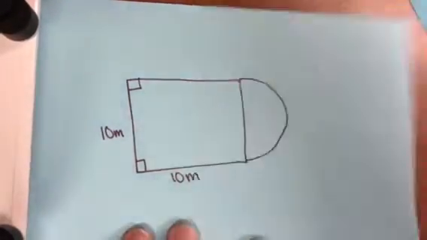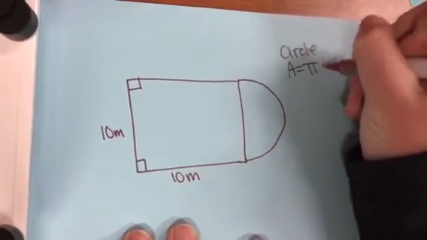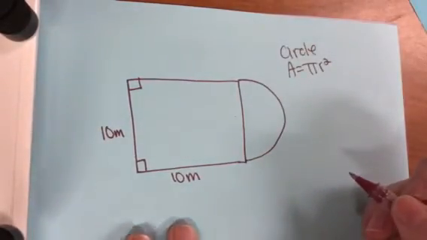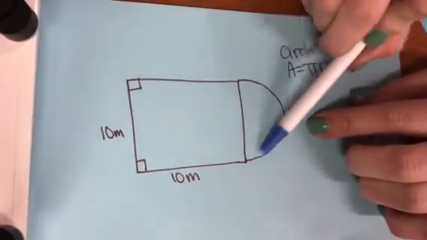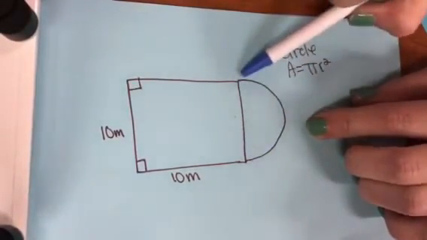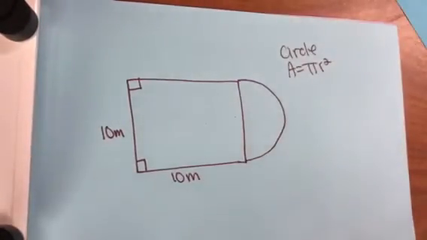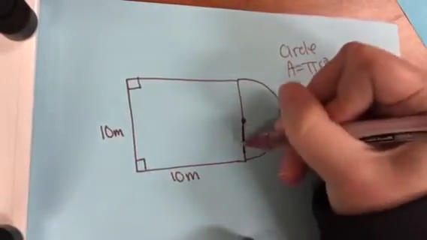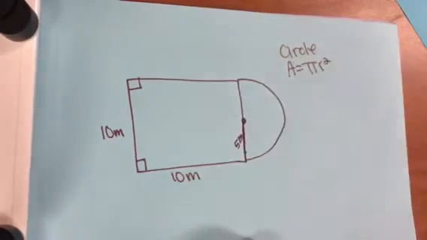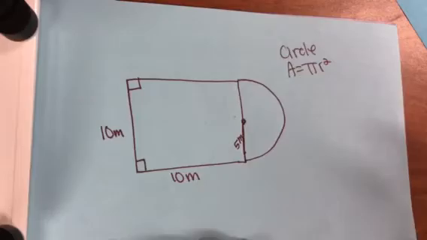Write down the formula for a circle. For a circle, it was area equals pi r squared. I know what r is already. If we come over here, this is half of a circle. This length is 10. That would be our diameter. If I cut that in half, I get r. So our radius is 5, because half of 10 is 5 meters. We're working on the half circle first.